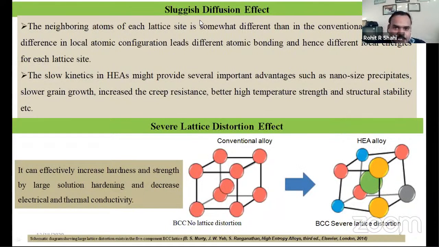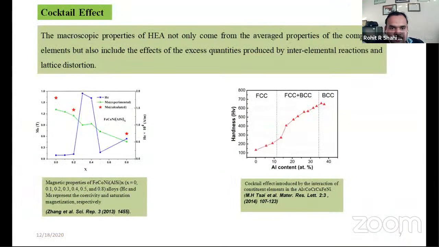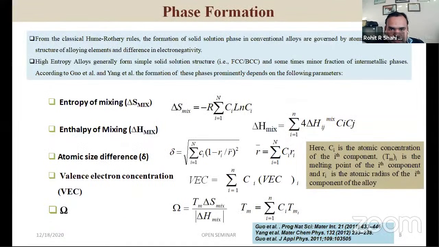So the second is the sluggish diffusion effect. We know that for a normal alloy system, all the atoms are surrounded by a similar type of atoms. However, in this high entropy alloy, one atom is surrounded by 4 or 5 different types of elements. So the diffusion of one atom to the other is very slow. Due to that, there is a possibility of formation of nano size precipitation, and the lattice is also distorted. This distorted lattice helps to improve the mechanical property of a system. I have already discussed the cocktail effect.